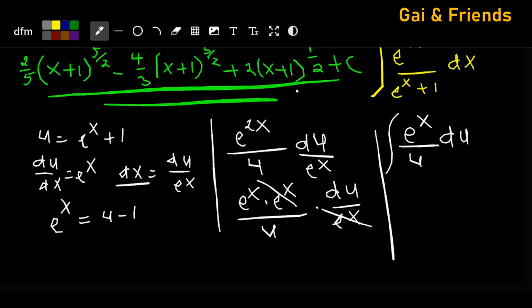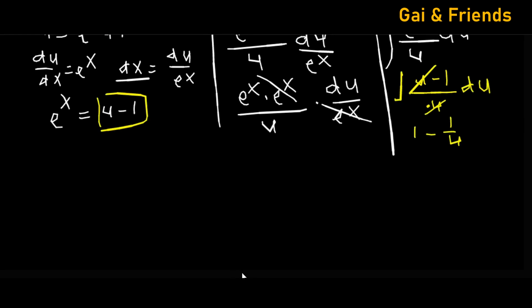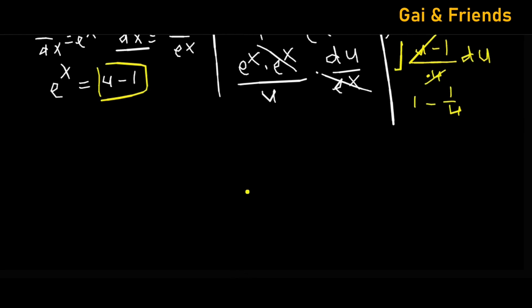Note that our e to the power of x is u minus 1. So it's going to be integral of u minus 1 out of u du. So u will go with this u, and we are going to remain with 1 minus 1 out of u, because at this point we can integrate. So the integral of this is going to be u minus ln u, because the integral of 1 is x, but the symbol we are using is u here.